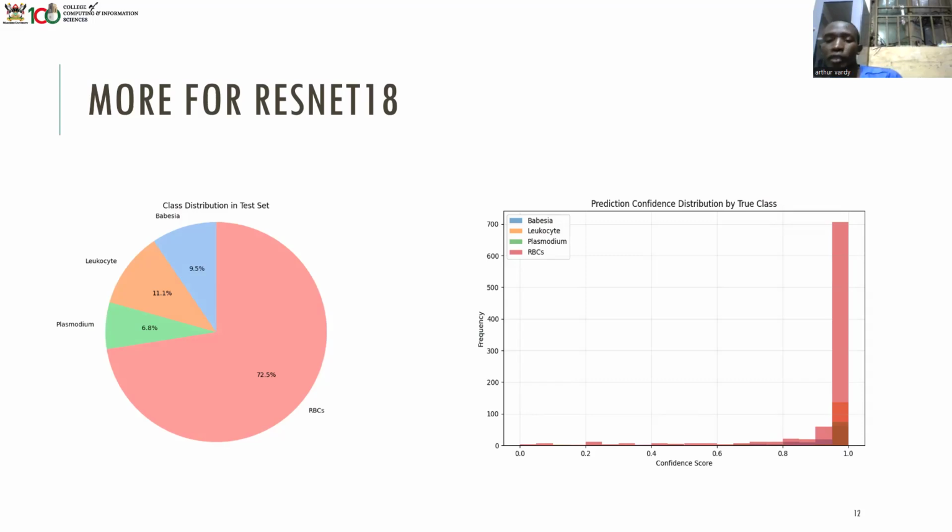Then you have our prediction confidence distribution by true class. According to our classes, we have the red blood cells with the highest percentage in the range of 0.9 to 1, implying that our model can analyze well and understand a healthy cell.